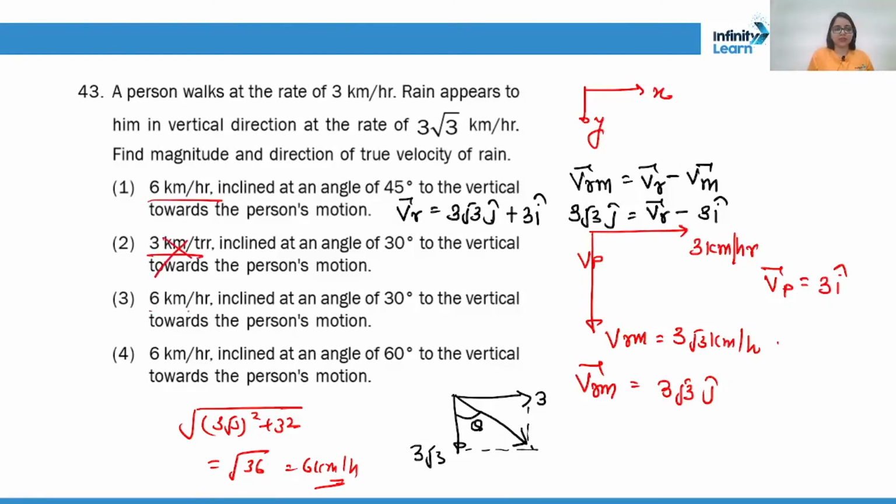Okay, this is not possible. This is, and this is possible. Now let's find this angle theta with the vertical. If this is 3√3, this is also 3 because this is 3. So in this case, tan theta, which is perpendicular divided by base, is 3 upon 3√3, which is 1 upon √3. And tan theta is 1 upon √3 when the angle is 30 degrees. So in this case, the angle will be 30 degrees to the vertical towards the person's motion, right? So the correct answer is option 3.